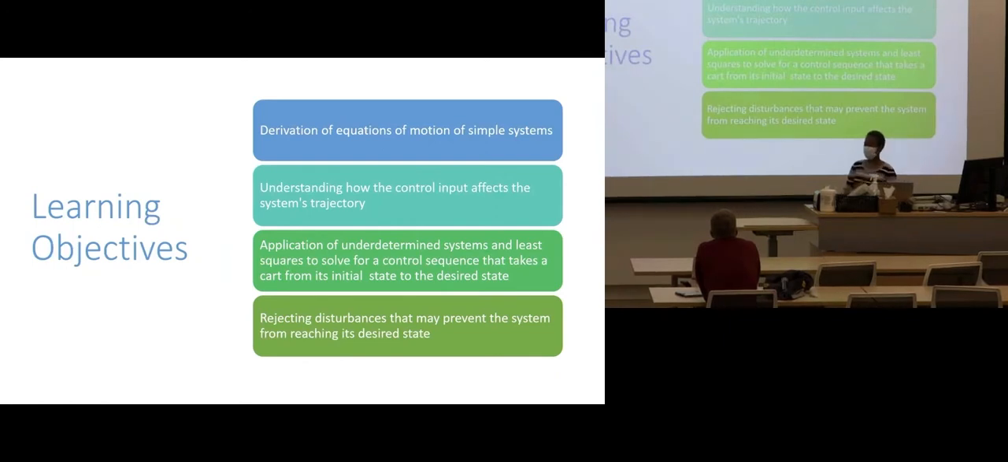Awesome. So what are the learning objectives? This is a lot, right? Today, the first thing is, hopefully, to learn how to derive the equations of motion of simple systems. And number two, understanding how the control input affects the system's trajectory. And that's what we will do today.